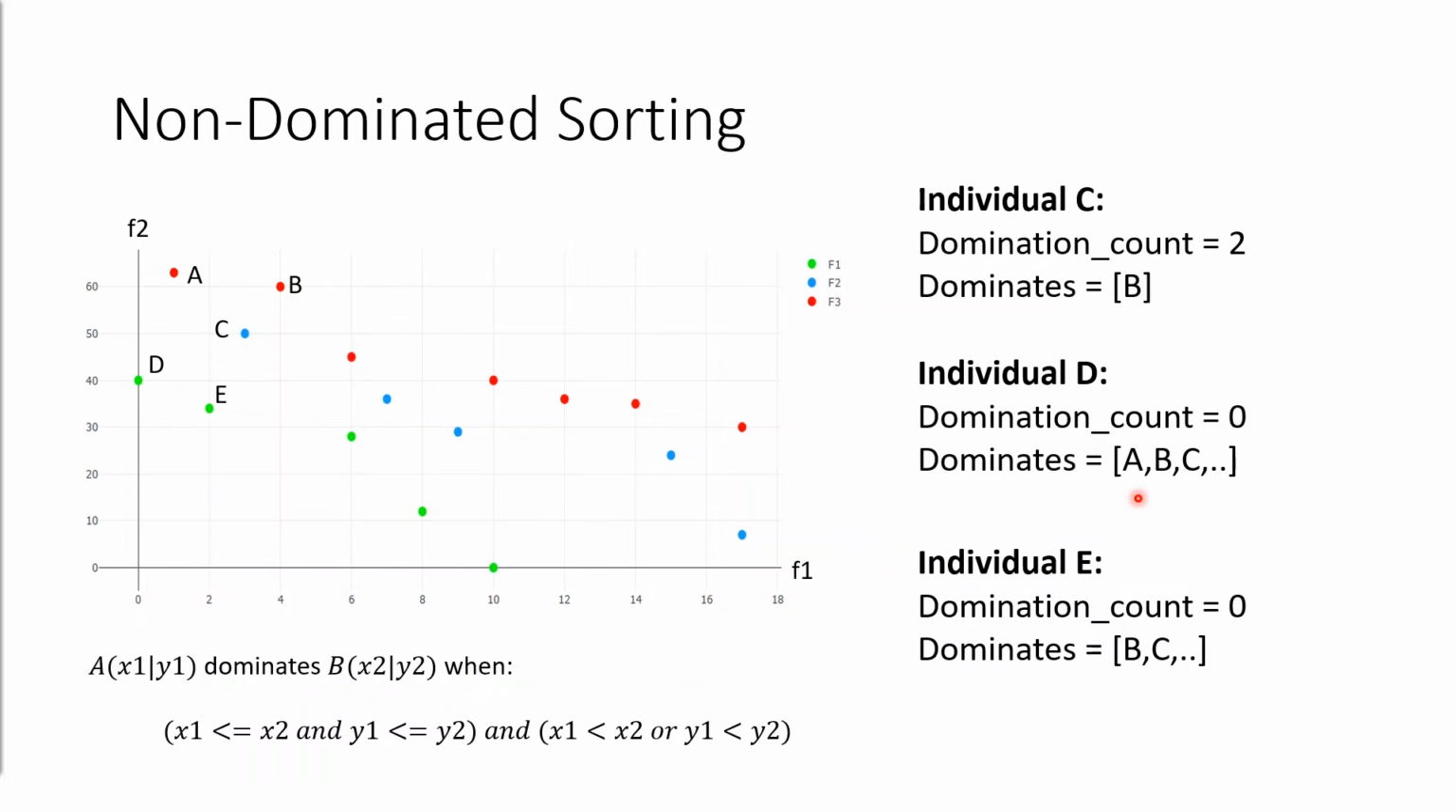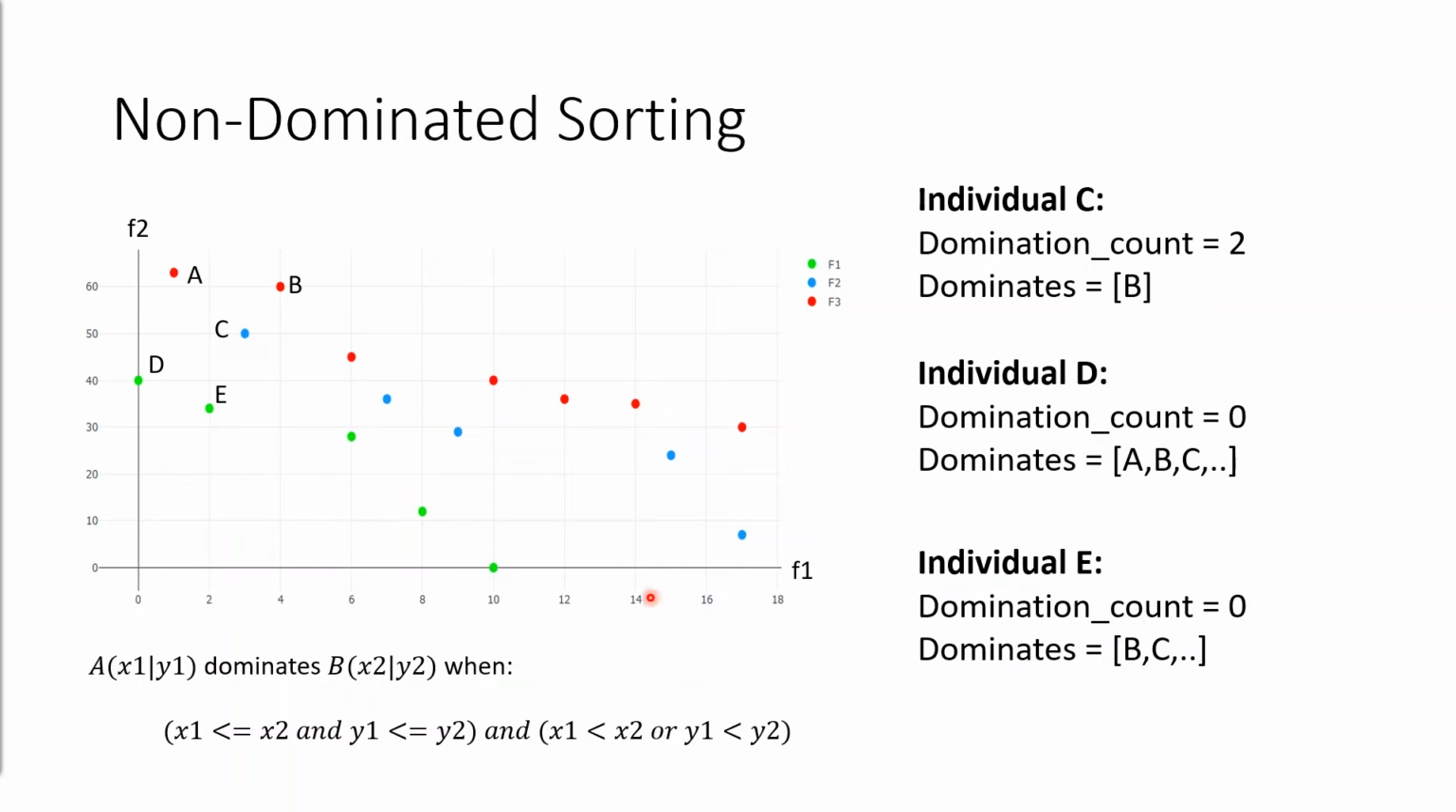Based on this information, we can start our sorting process. Our goal is to find different fronts. Finding the first front is therefore very easy. I just take all individuals in this population which have a counter of 0 into the first front, which means that they are dominated by none of the other individuals.